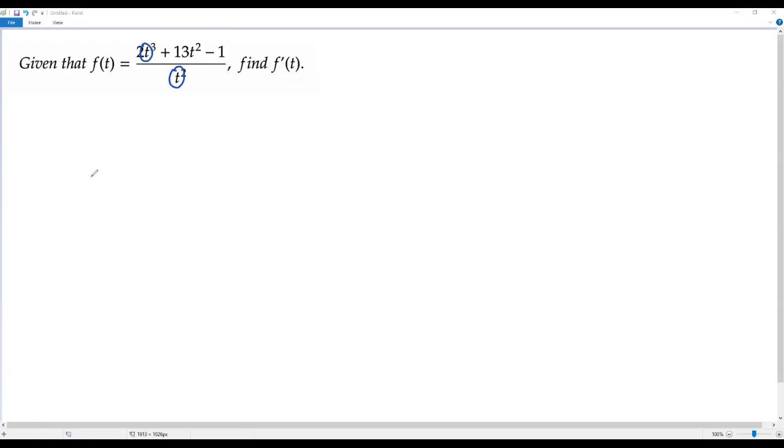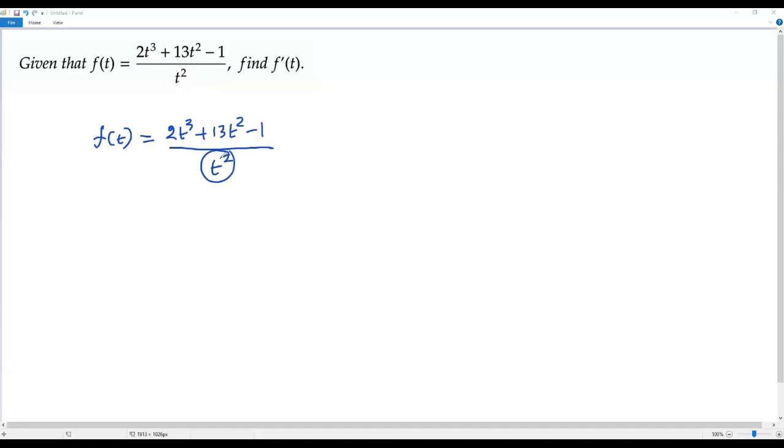But here we don't have to use the quotient rule because in the denominator we don't find an expression which contains a variable, we just have a single term which contains a variable. So we can do simplification in this function. First let's do some simplification and then we can start finding the derivative. First let me write the given function as it is. That is f of t equals 2t cubed plus 13 t squared minus 1 over t squared.